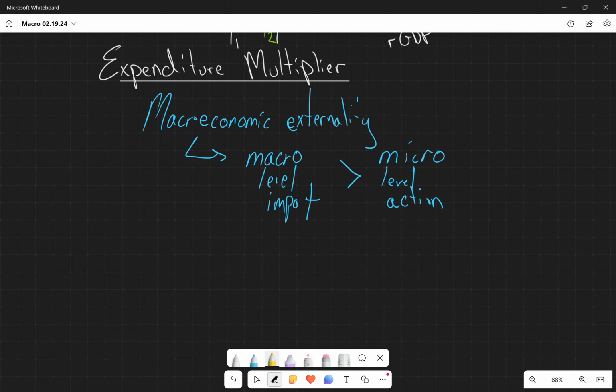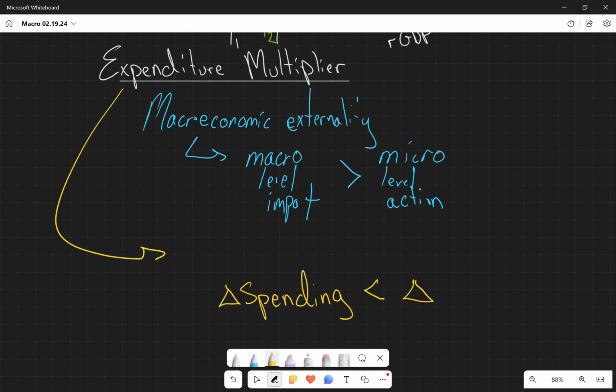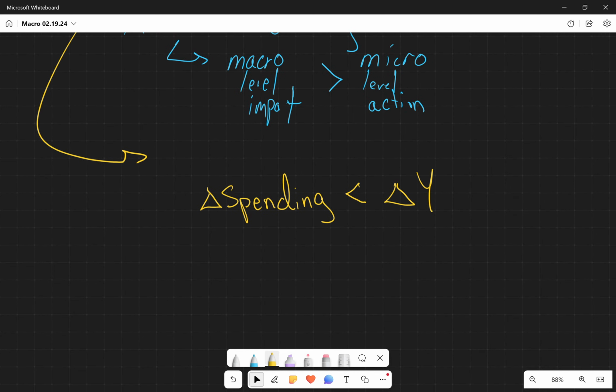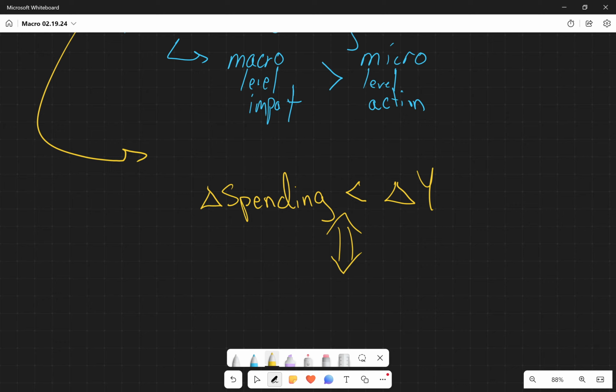And so the specific macroeconomic externality that we're talking about here is the expenditure multiplier, right? What is this expenditure multiplier? Well, the expenditure multiplier is a Keynesian concept that says that the changes that we make in spending are going to be less than the changes that we desire in terms of GDP. So the change in spending is always going to be less than the total change. Another way that this is represented is that the ratio of the change in GDP to the change in spending, almost always talking about government spending, is greater than 1.